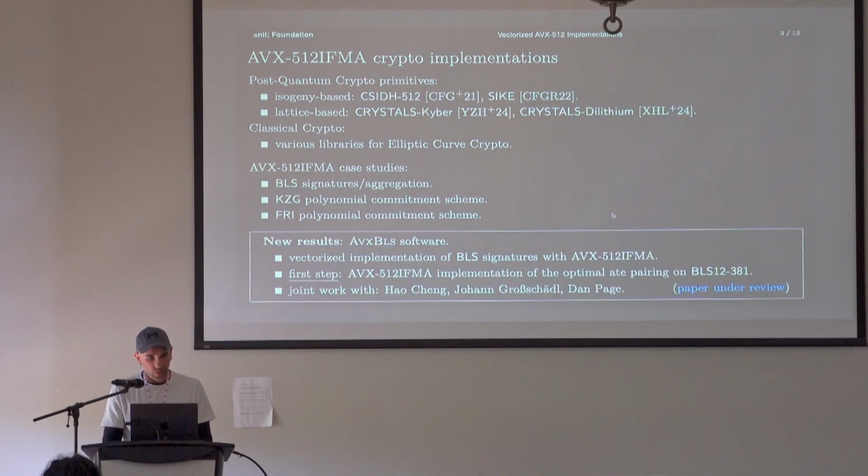We started with the first use case, the BLS signatures, and we have software which we call AVX-BLS. The target is to vectorize the whole BLS signature scheme, but we started with the first step, which is the implementation of the optimal ate pairing on the BLS12-381 curve. So this was the first step that we vectorized, and in the future we plan to vectorize the whole signature scheme. This is joint work with Hao Chen, Johann Großschädl, and Dan Page. We have a paper which is currently under review, and we expect to have some results next month.